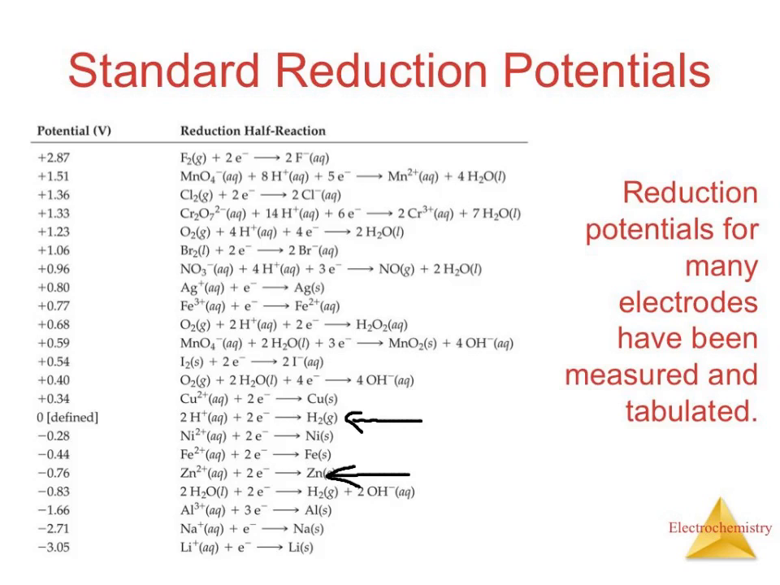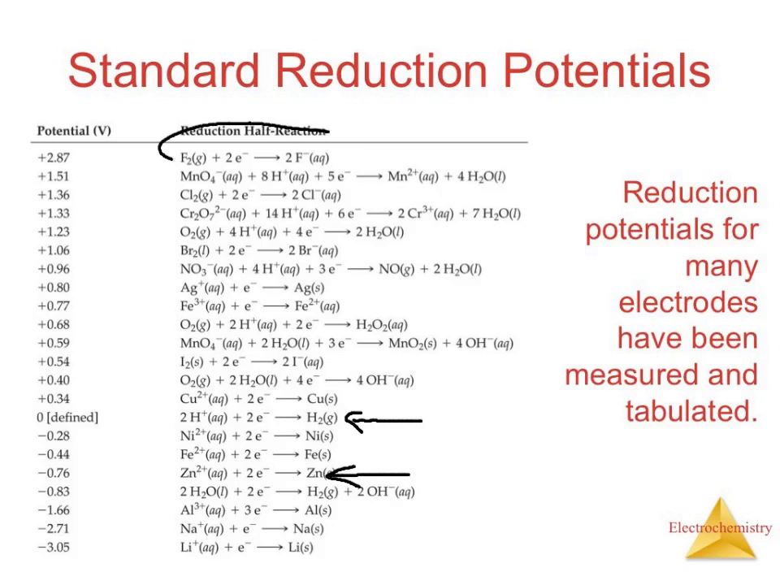This is the activity series flipped backwards, because in the activity series, the more active metals are the ones that more readily give up their electrons. So those are the ones that are more easily oxidized. Okay, this is the reduction potential chart. The higher it is on the chart, the more easily it is reduced.